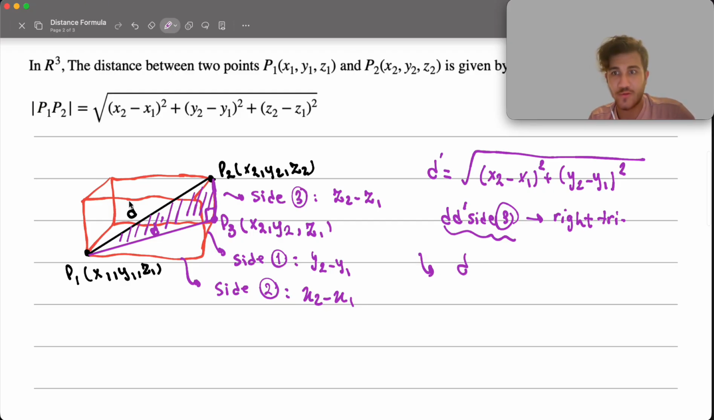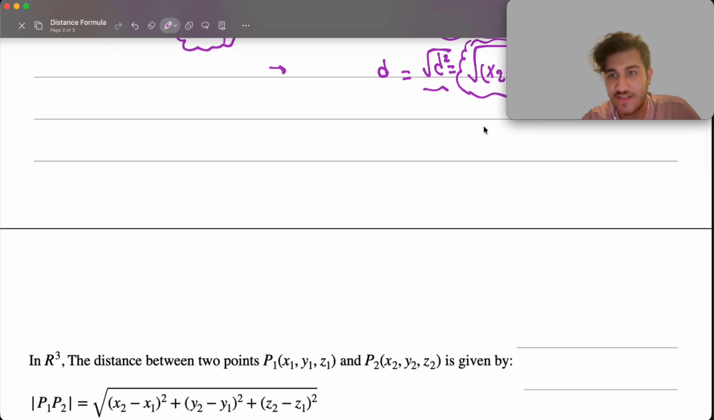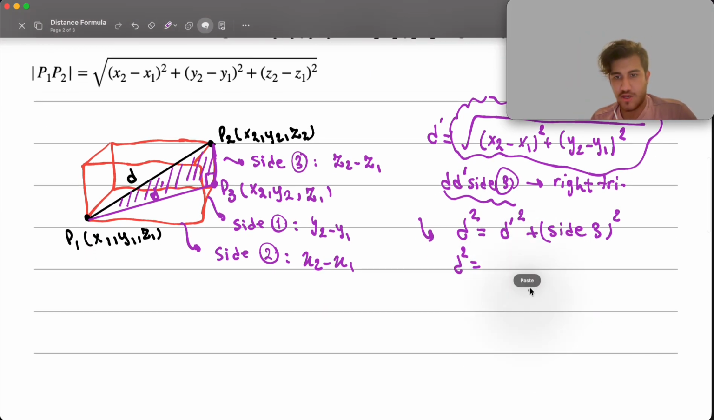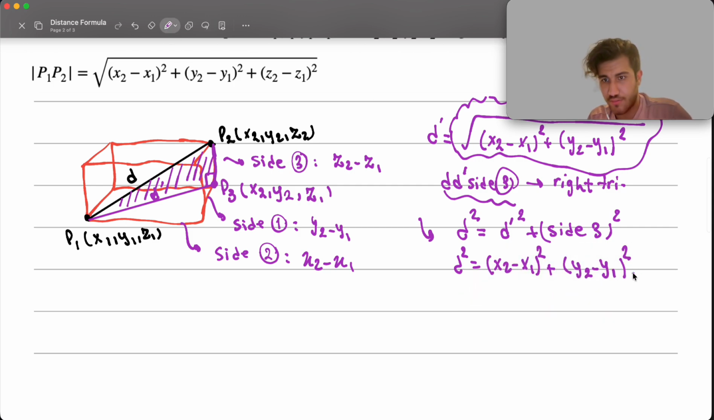Then we can actually state the Pythagorean theorem for this triangle. Then d is going to be what? Going to be the hypotenuse. So d squared is going to be equal to d prime squared plus the side 3 all squared. So d squared is going to be what? This guy all squared, which is going to give me the same as this guy right here. So to make my life easier, I would just copy and paste this one. Here you go. This is for d prime squared. And for the side 3, I would just add what? I would just add z2 minus z1 all squared.